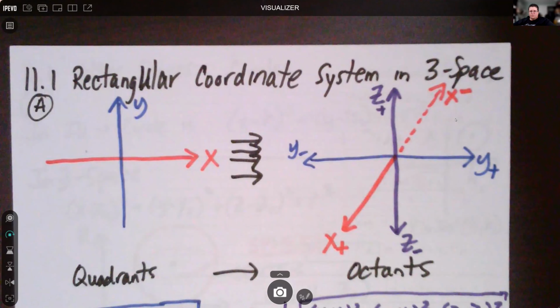Hey everyone, we're going to start chapter 11, which is the first section of Calculus 3. The first section is on the different types of coordinate systems we're going to use in 3-space or 3 dimensions.